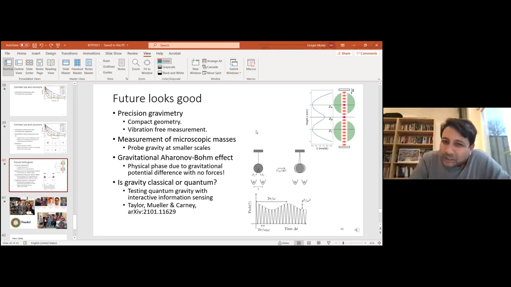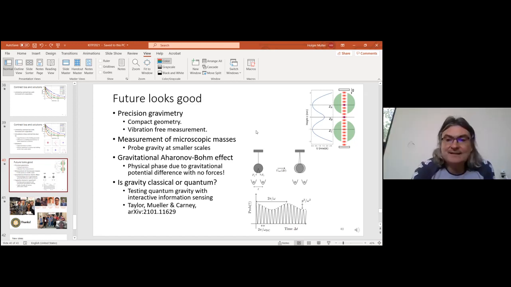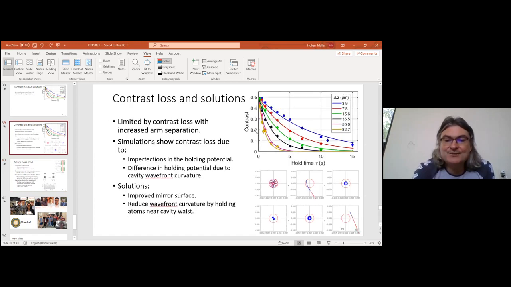And by any chance, did you also study the decoherence rates and how cool the system has to be? Yes, and I had a slide that I showed only very briefly. So here's the measured contrast as a function of hold time for various separations. And here's an outline of the model.